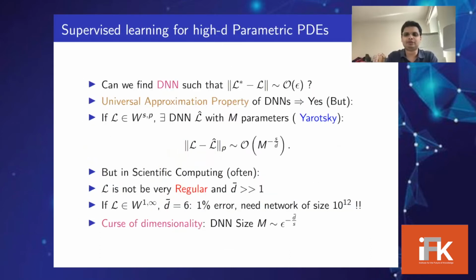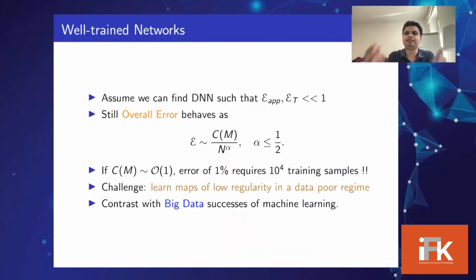So if I was just limited by this kind of rough analysis, then again, this is a very, very difficult problem to solve. Because the challenge here is that we have to learn maps of low regularity, fairly complex maps, in a data poor regime, because our data is not generated by taking a picture or recording a sound. It is generated by either very expensive measurements, experiments, or by simulations, which are also expensive.